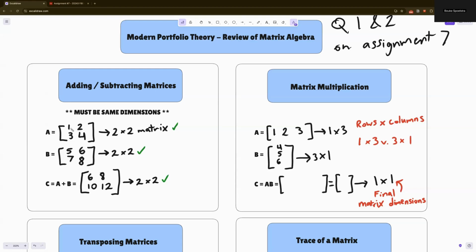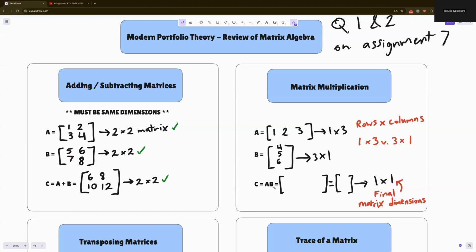So for these ones, if we were adding these, that's fine. These are both 2 by 2. So we can have the final matrix, which is 2 by 2 as well, be the sum of the individual values: 1 and 5, 2 and 6, 3 and 7, and 4 and 8.